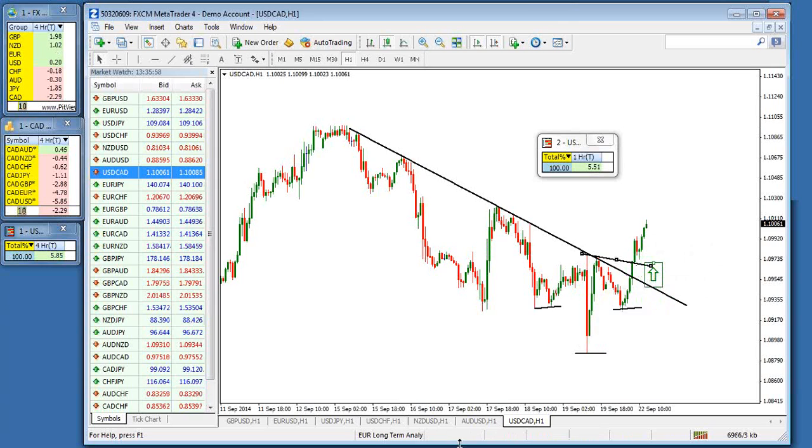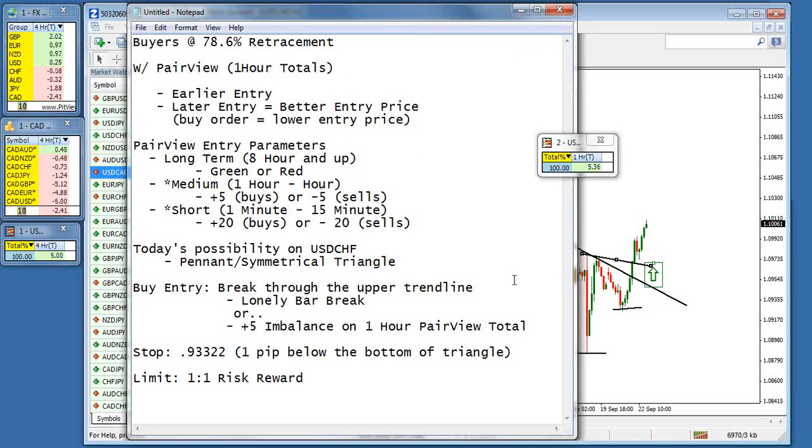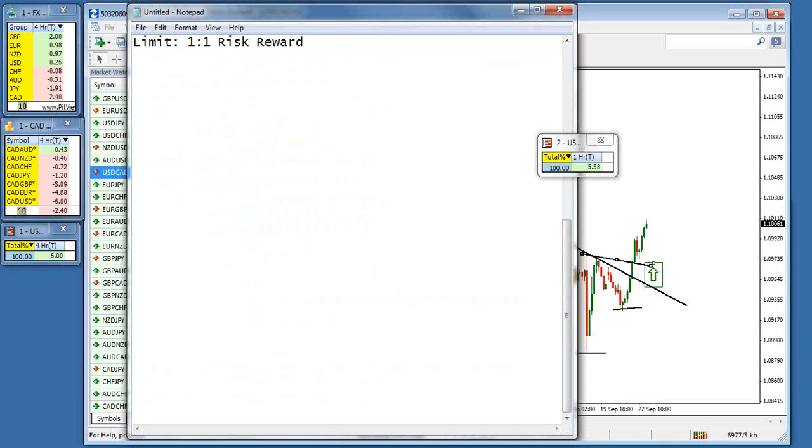But what happens when you're a little late to the game? So what I mean by this is, let me pull this up. Dollar Canadian. We've already had a trend line break plus a head and shoulders, an inverted head and shoulders break.